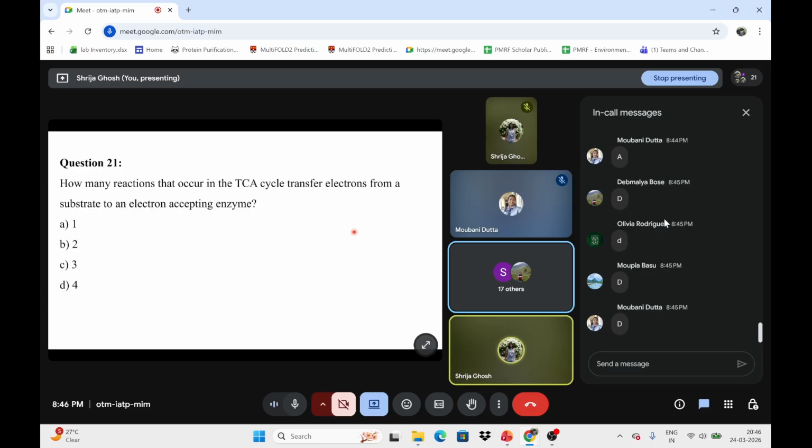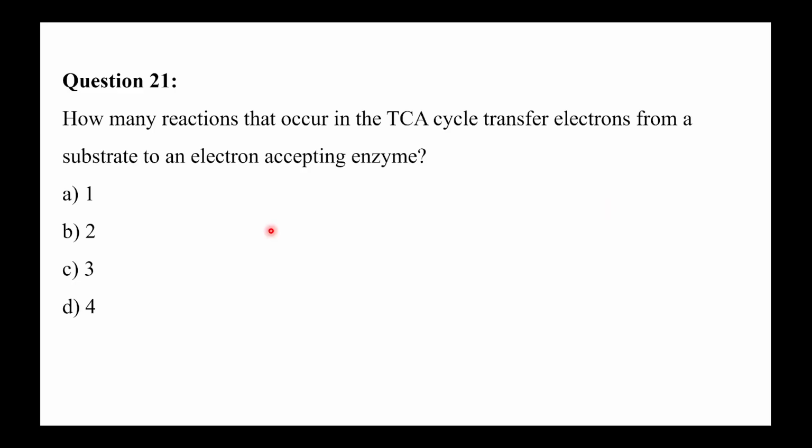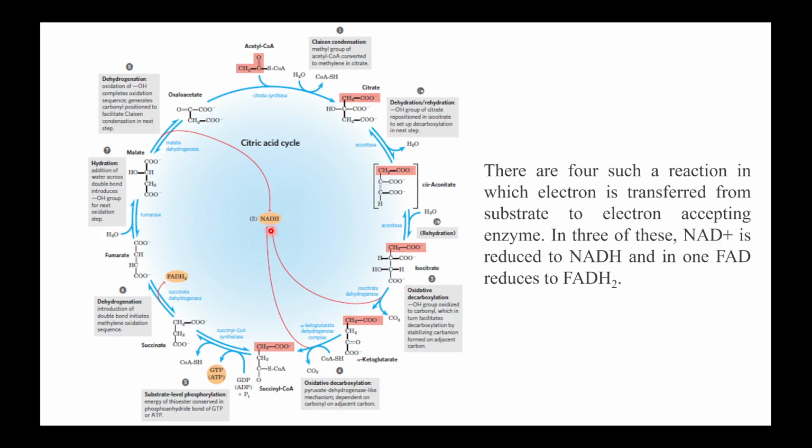I can see most of you have answered option D, 4. That is the correct answer. So the TCA cycle has 4 reactions. I told you from glycolysis we get pyruvate. Pyruvate is converted into acetyl coenzyme A that enters this TCA cycle, or citric acid cycle.